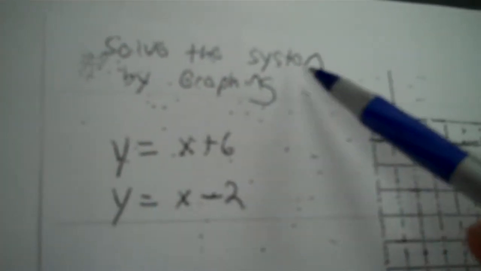Okay, I'd like to go over graphing of systems of equations. Solve the system by graphing. Solve the system means you've got to find the answer for x and y. You make a little parentheses coordinate with a comma, x, y. Then there's two equations. Where the lines meet is the answer to the problem.